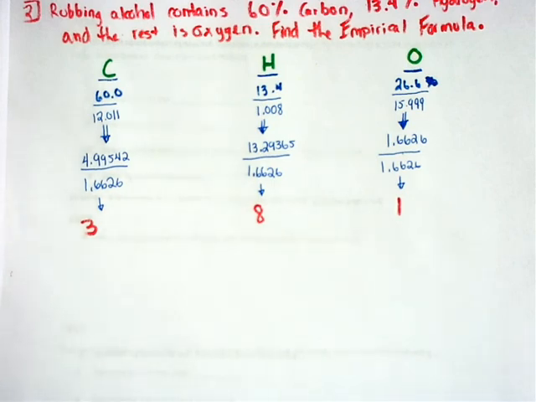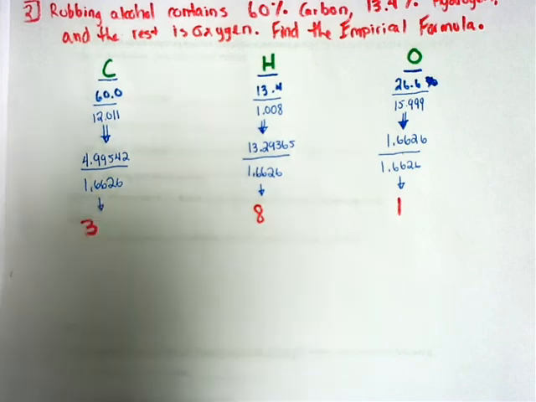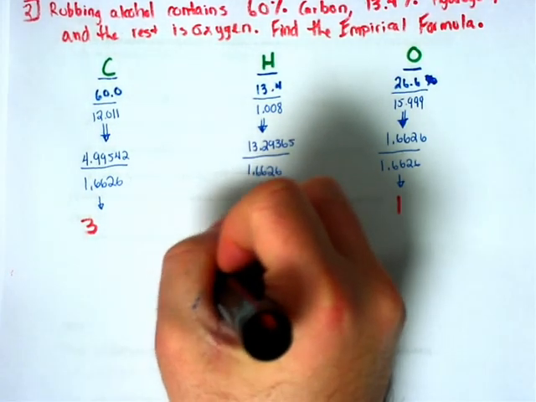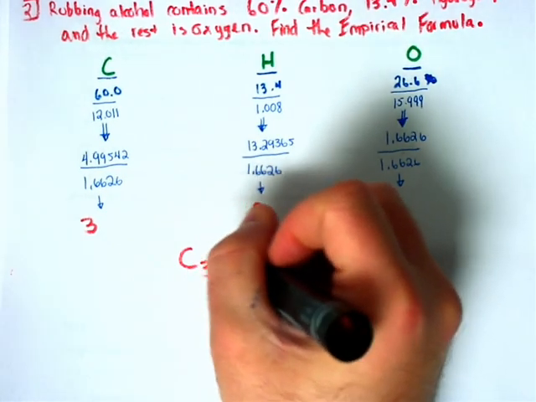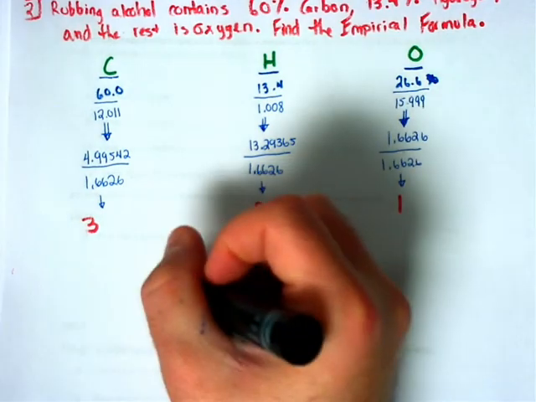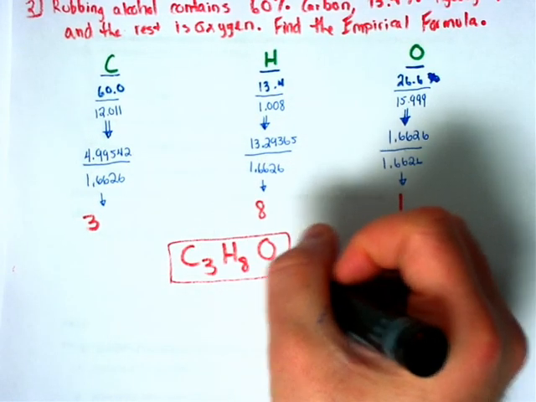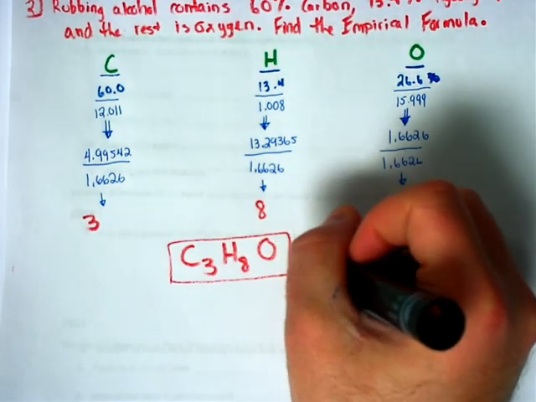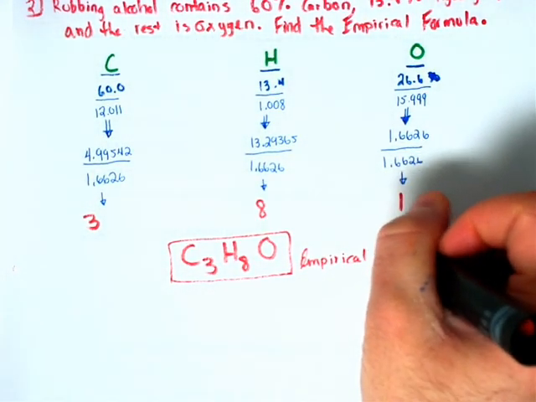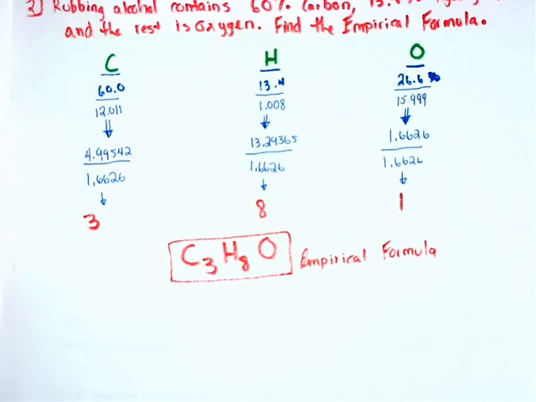What are we thinking? Looks like this one might be C3H8O. So right there we might have our empirical formula. What are we thinking? Good stuff.